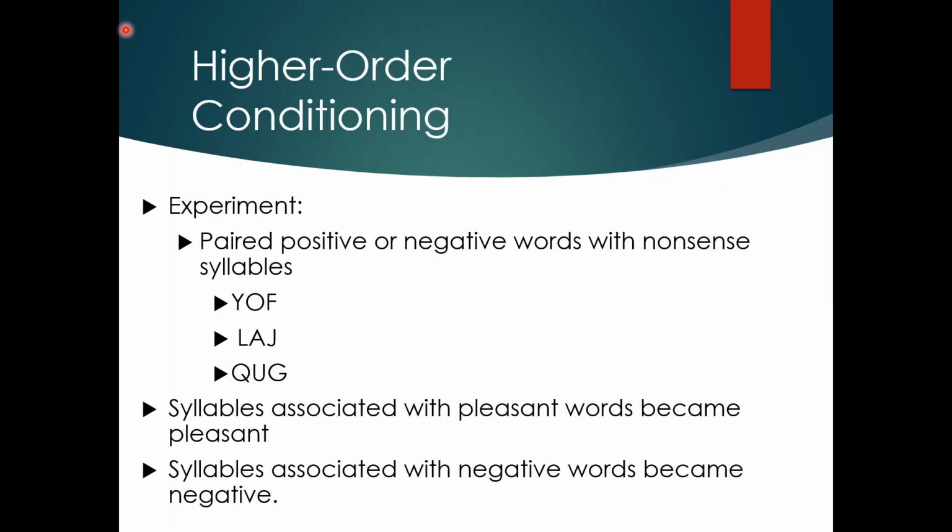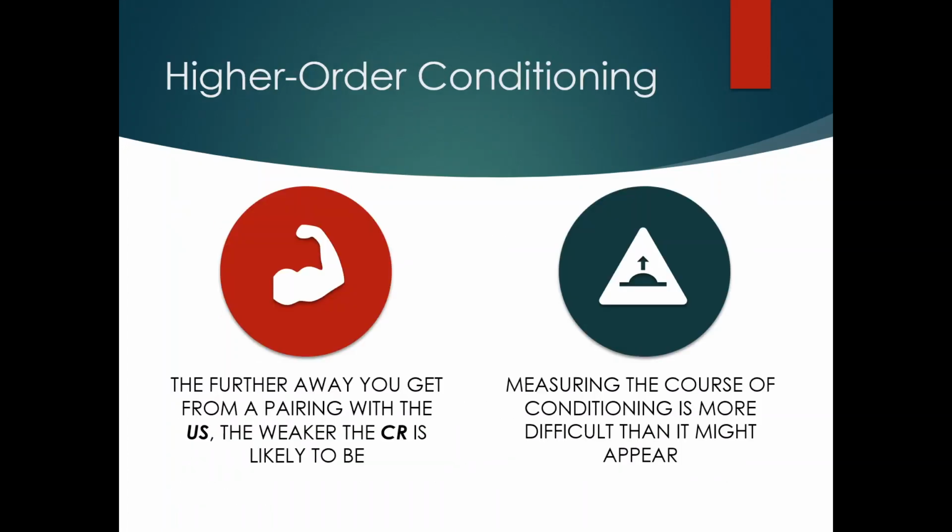And this teaches us that we don't necessarily have to have meaning with something prior to becoming conditioned to it. We'll look a little bit later about variables that impact how easy it is to condition something or for something to become a conditioned stimulus. And one of those variables is experience, having a prior association with something. We'll talk about that a little bit later. So higher order conditioning, very interesting.